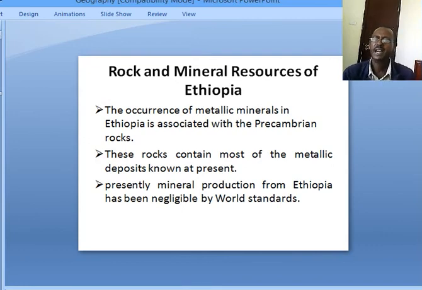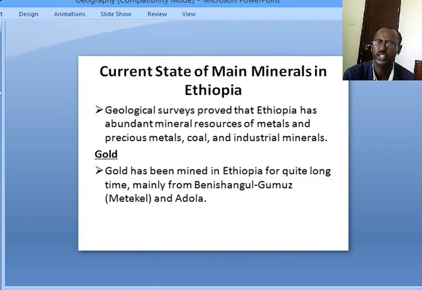Rock and mineral resources of Ethiopia. Ethiopia has different minerals. The occurrence of metallic minerals in Ethiopia is associated with the Precambrian rocks. These old rocks are believed to have huge metallic mineral deposits. These rocks contain most of the metallic deposits known at present. The current state of main minerals in Ethiopia looks as follows.